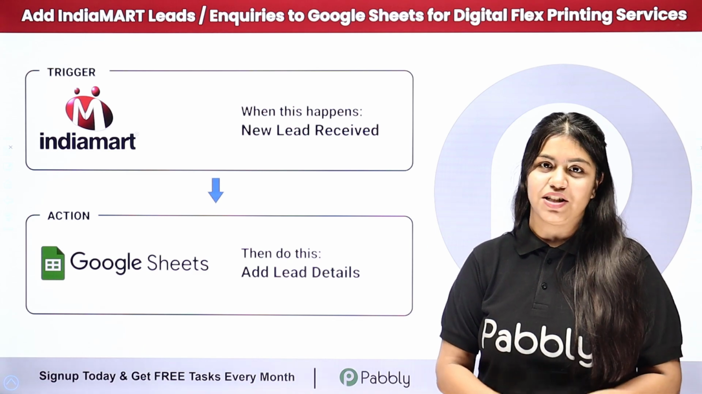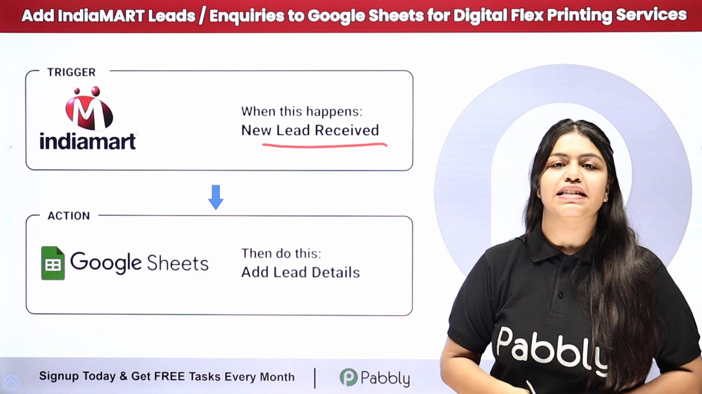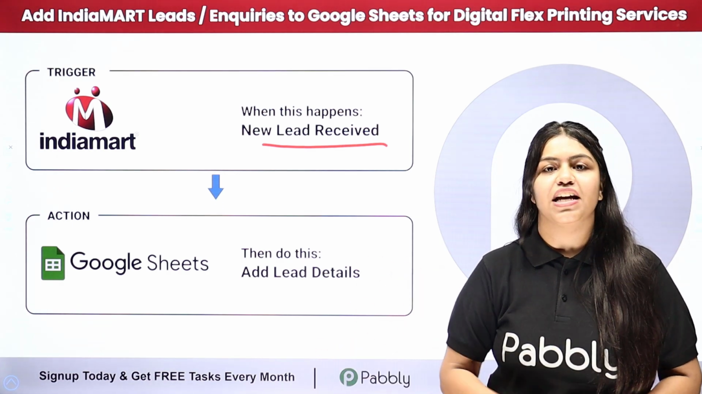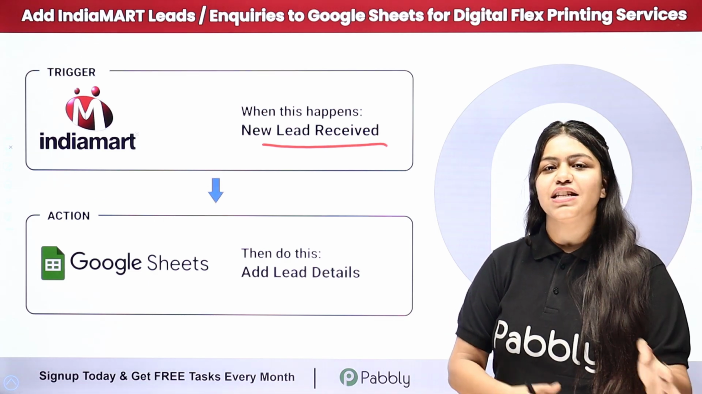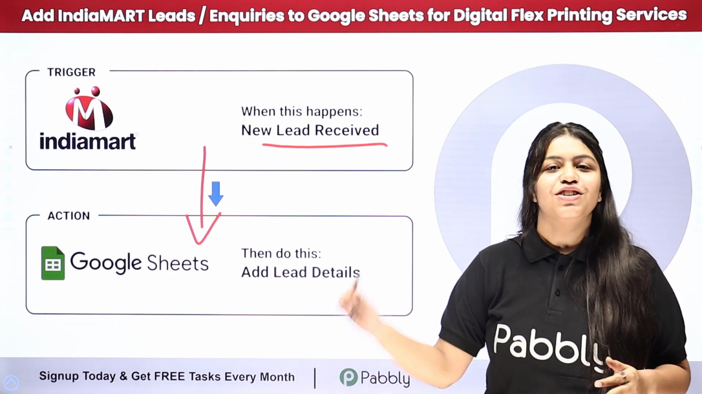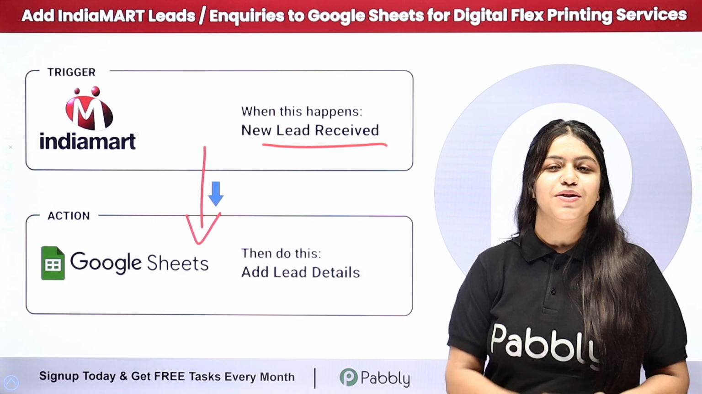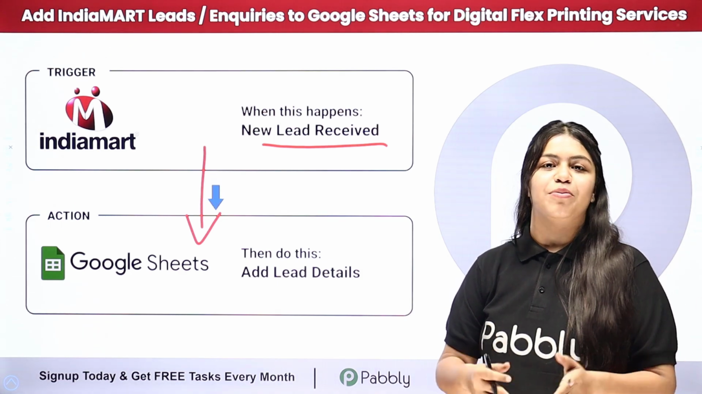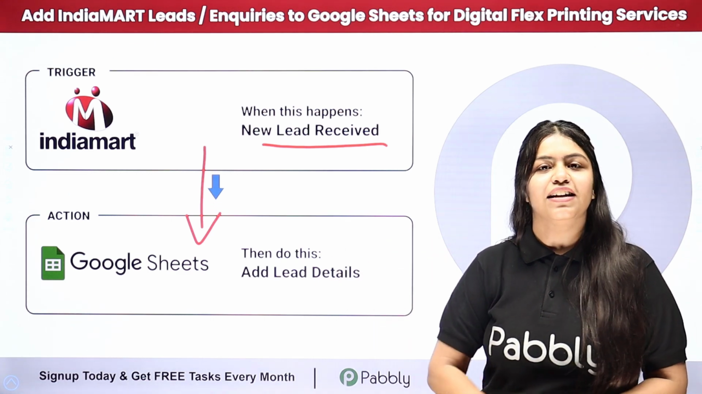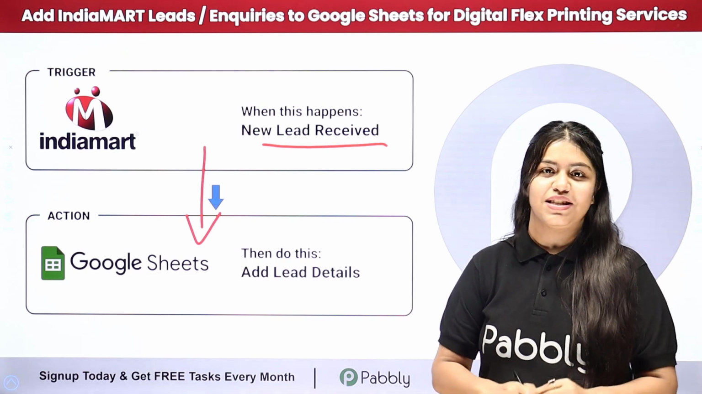Now what I want is that as soon as we receive a new lead through IndiaMART, that same lead's details should be automatically added into my Google Sheets, without any manual effort. To do this, we are simply going to create a connection between IndiaMART and Google Sheets. To create this connection without knowing any programming or coding language, we are going to use Pabbly Connect. It is an amazing automation software. Do you also want to create this automation for your business and convert your leads into your clients? Then for that you have to come with me towards my screen.